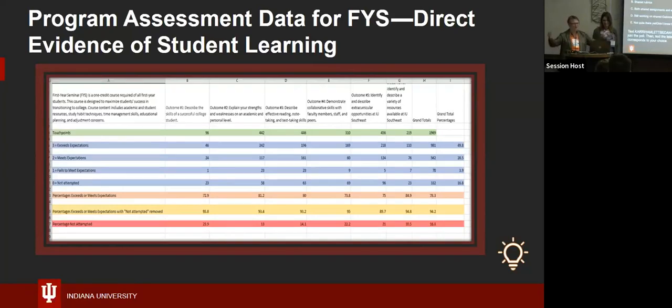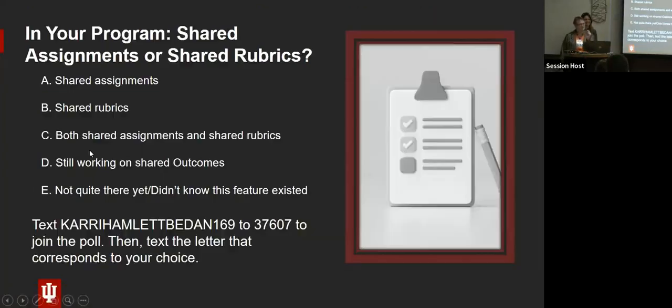Here's another poll. So everybody get your phones out. Again, 37607, Karri Hamlett-Bedan 169. And here is your question. Your program: shared assignments, shared rubrics, both, still working on outcomes, didn't even know this existed. And some of you might already be pros at it. We should have put a pro one in too. Yeah. Next time. So we'll give you about 30 seconds. Karri's going to monitor the responses and we'll let you know what the popular answer was.